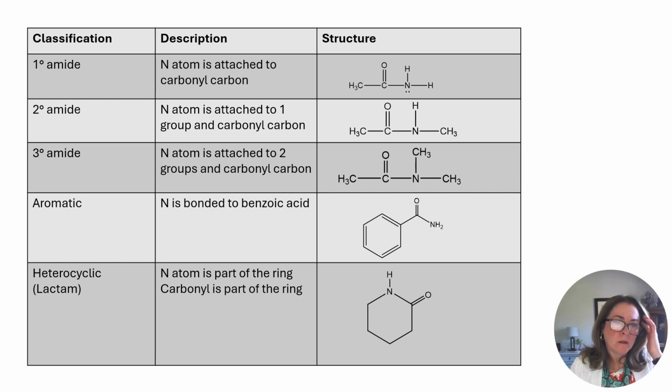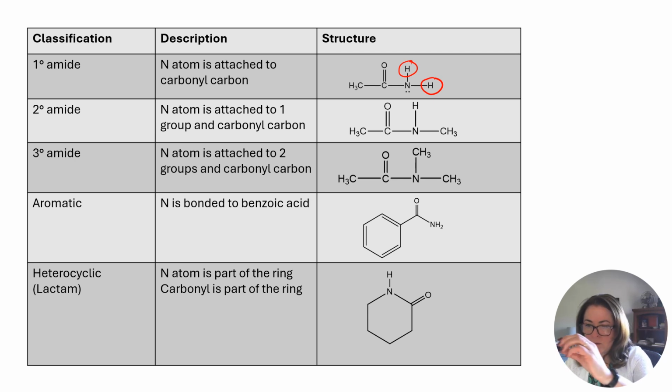So let's run through the classification of these amides. If I have a primary amide, I am looking at the nitrogen that is attached to the carbonyl carbon, and I'm looking to see what is attached to that nitrogen. If I have two hydrogens, it is going to be a primary amide. So this guy here would be my primary amide. I have two hydrogens bonded to that amine nitrogen.